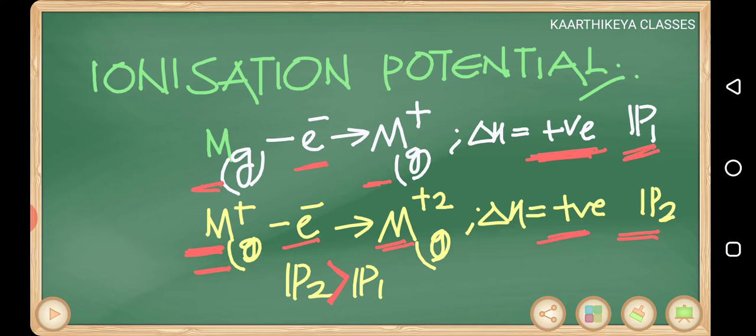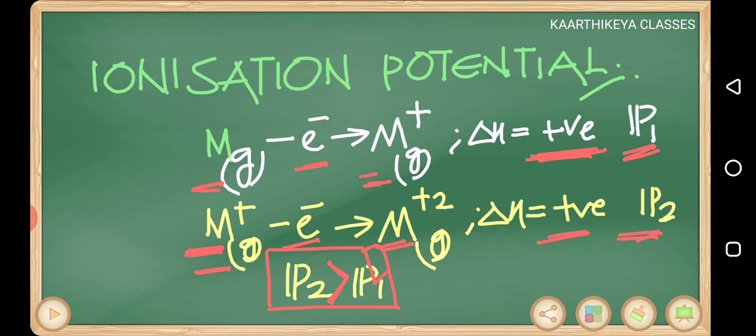Here again delta H is positive. So first one is IP1, second is IP2, and if you see the relation between them, for any atom, no exceptions, IP2 is greater than IP1. The reason is very simple.